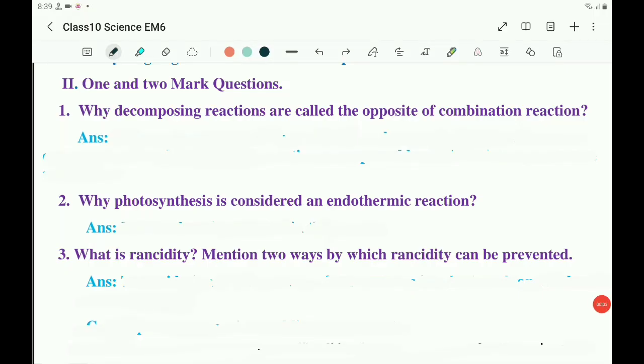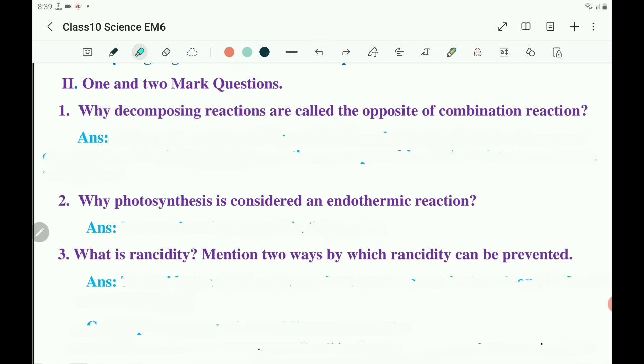Dear children, let us solve 1 and 2 mark questions from the chapter Chemical Reactions and Equations. The first question is, why are decomposition reactions called the opposite of combination reactions? Here we have to give the reason.